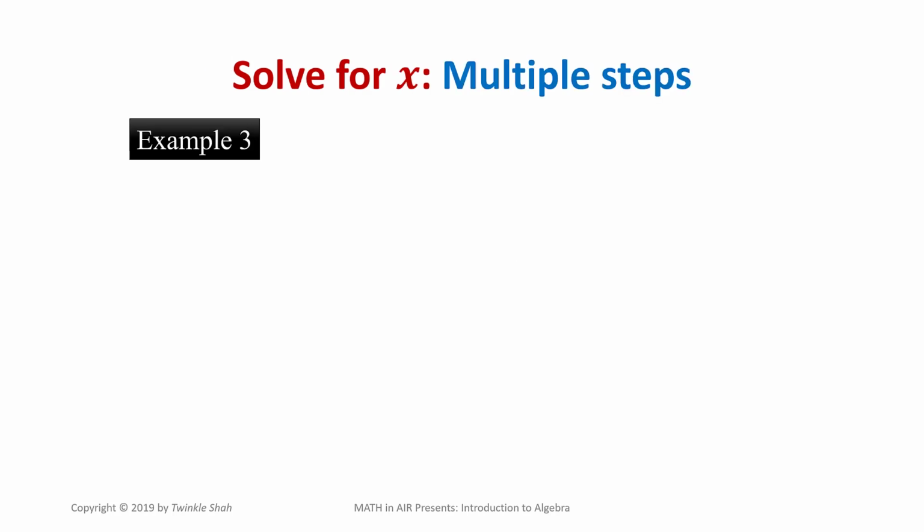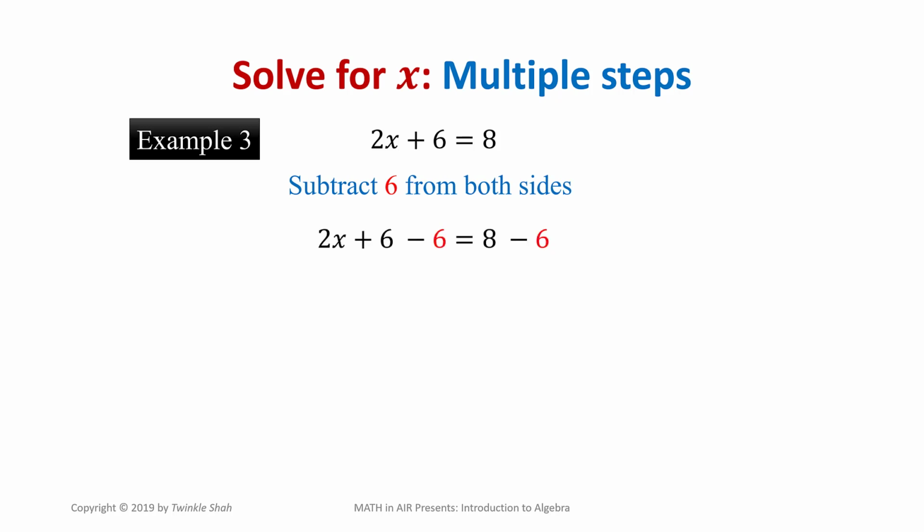Let's solve another problem. 2x plus 6 is equal to 8. Find the value of x in this linear equation. Here we will apply multiple steps. Let's isolate the term with variable x. We can subtract 6 from both sides of this equation. Hence we get 2x plus 6 minus 6 is equal to 8 minus 6.